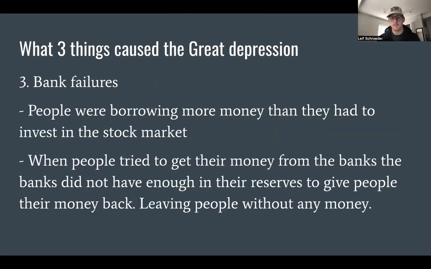And thirdly, bank failures. Bank failures were a major issue during this time because banks were not regulated. People were borrowing more money than they had to invest in the stock market. When people tried to get their money back, the banks did not have enough in their reserves to give people their money back, leaving them without money. One of the reasons this happened is because the banks were investing people's money in the stock market to try to make profit as well.